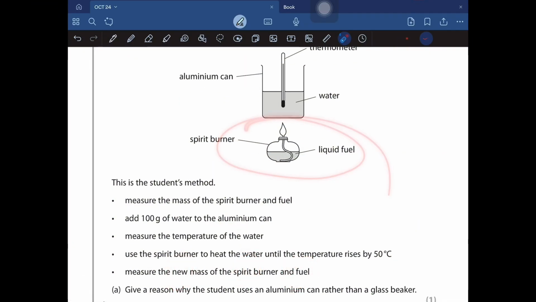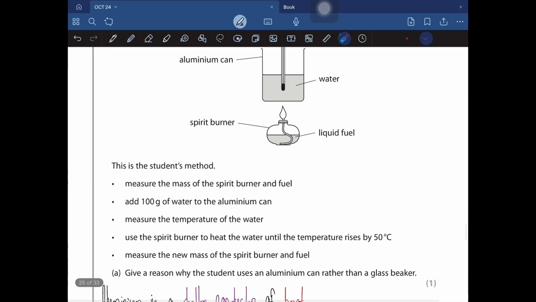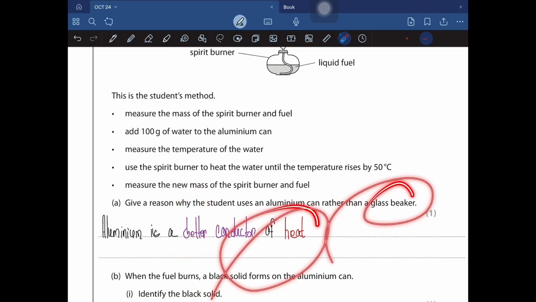Give a reason why the student uses an aluminum can rather than a glass beaker. Because the aluminum itself is a good conductor of heat, right? So aluminum is a better conductor of heat. You have to show the comparison between why you're using this aluminum can and this glass beaker.